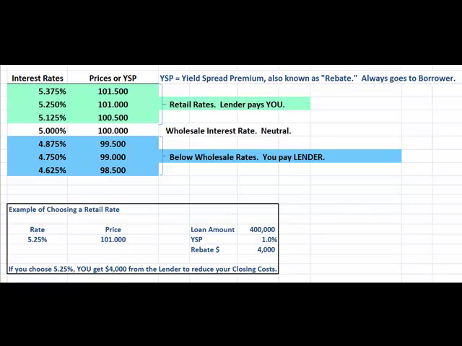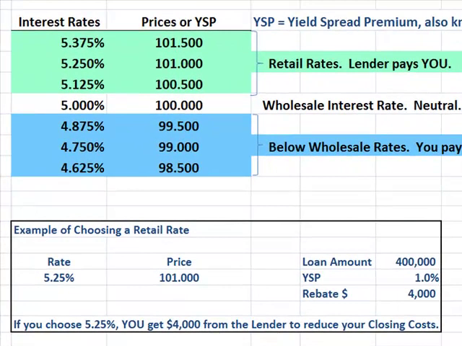I've created this video here to explain to people what we mean by YSP, or Yield Spread Premium. So let's get started. On the far left-hand side, you'll see this column called Interest Rates, starting with 5.375 in the green area, going down to 4.625. Notice that they are in increments of 1/8 or 0.125%. And then in the column to the right of that, notice that it's called prices, or YSP.